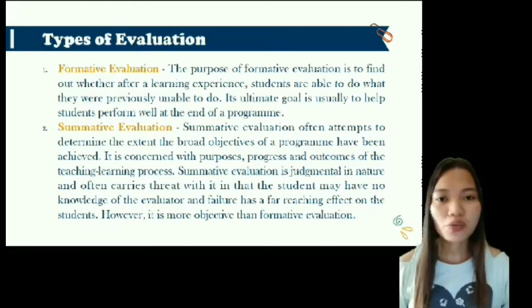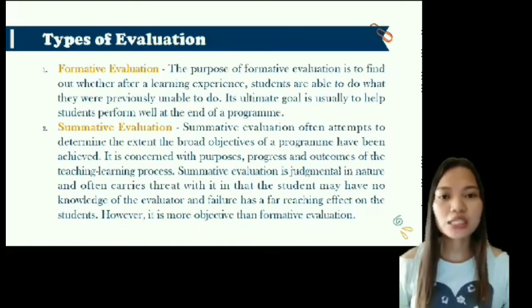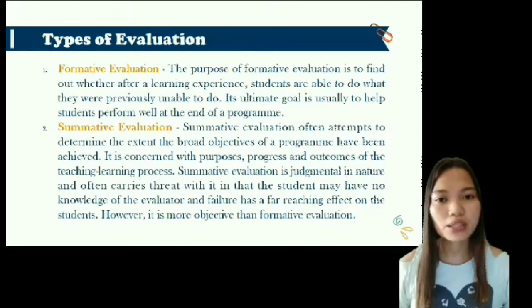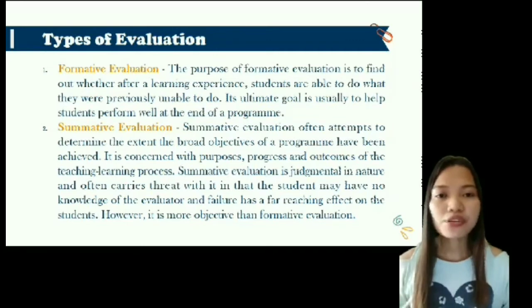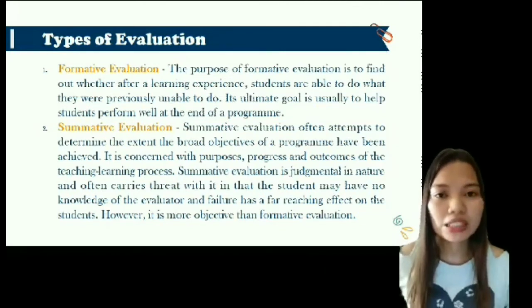So summative evaluation is judgmental in nature and often carries a trait with it that the students may have no knowledge of the evaluators, and failures have a far-reaching effect on the students. So summative assessment aims to evaluate student learning and academic achievements at the end of the term, year, or semester by comparing it against universal standards or a school benchmark.